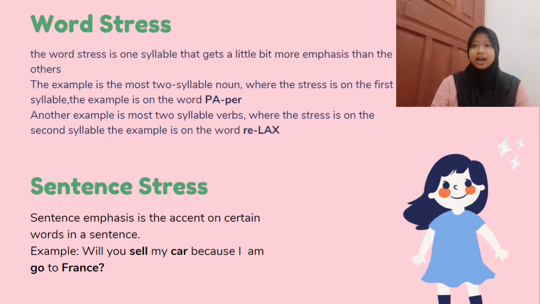Besides that, there is also sentence stress. Sentence stress is what gives English its rhythm or beat. You remember that word stress is the emphasis on one syllable in a word; sentence emphasis is the accent on certain words in a sentence. The example is, will you sell my car because I'm going to France? In the sentence above, 4 keywords, sell, go, France, are highlighted or emphasized.